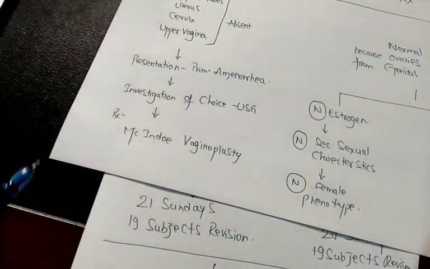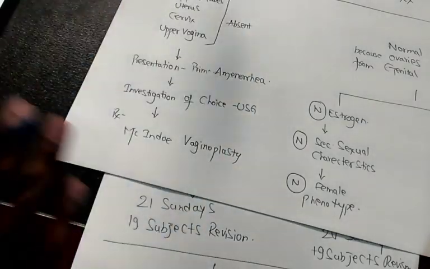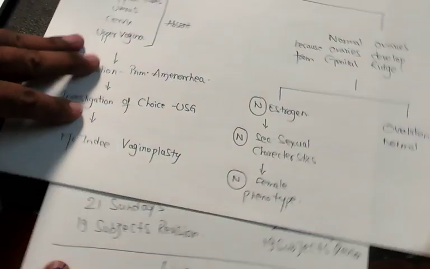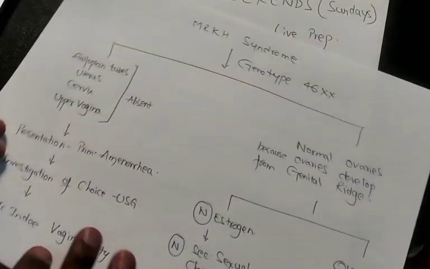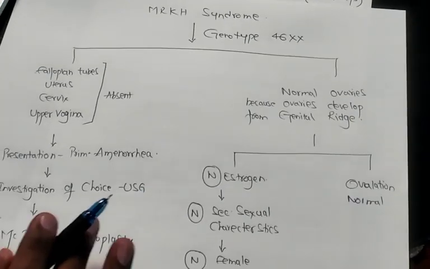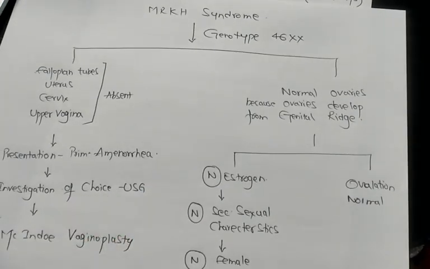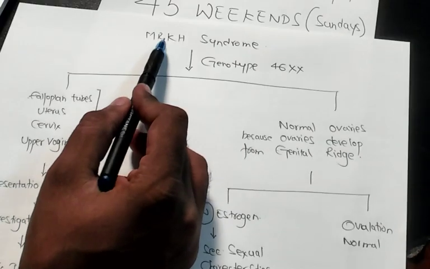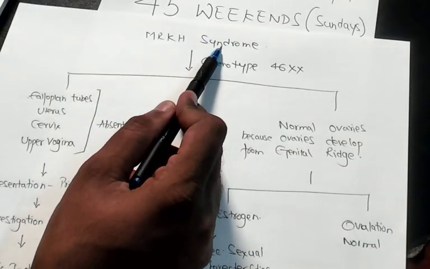Now, doctor, let us talk about the next favorite algorithm that you have to be very sure about: Mullerian agenesis.